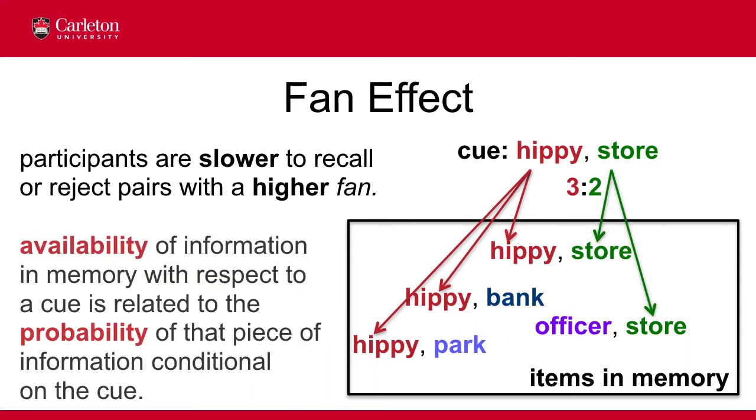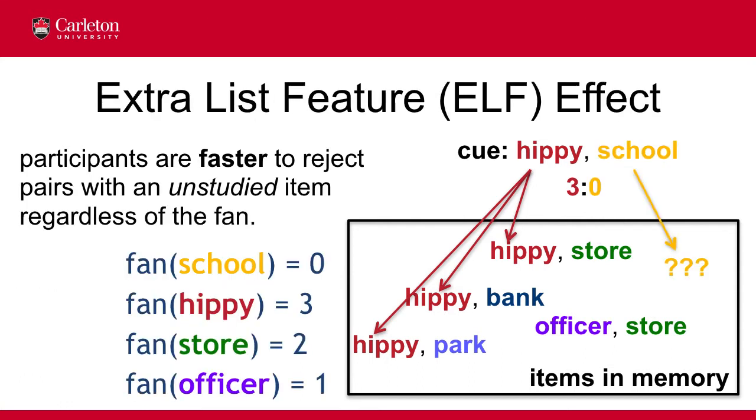The theoretical principle of human memory that the fan effect demonstrates is that the more likely a memory is to be relevant to the current context, the more easy that memory is to retrieve.